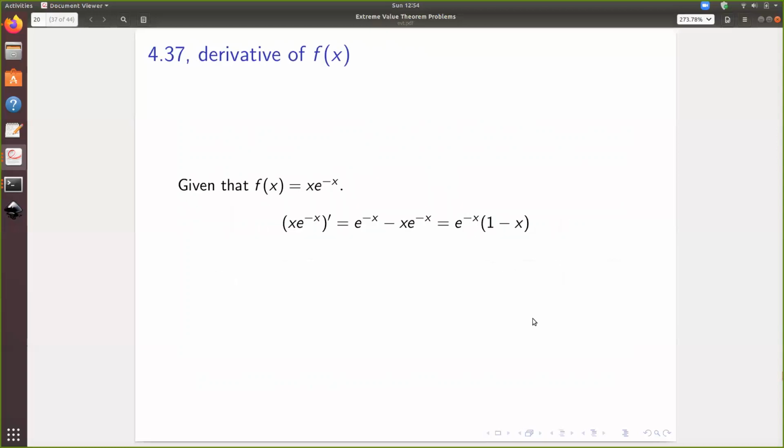Okay, given that we have our function x e to the negative x, we do the product rule. Look at x as your f and e to the negative x as your g. Then we'll get x prime times e to the negative x. x prime is just 1, so you put down e to the negative x. And then x times the derivative of e to the negative x, which is negative e to the negative x. So we'll get altogether e to the negative x minus x e to the negative x. Factor out that e to the negative x, and you'll get e to the negative x times 1 minus x.